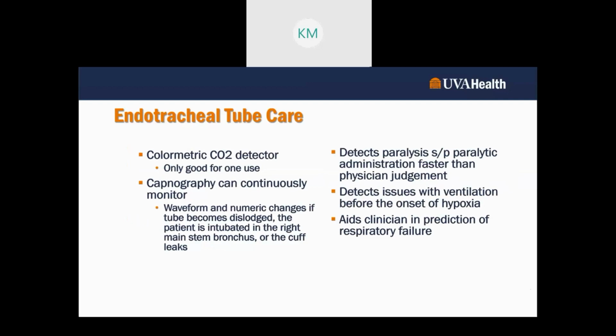Now I have no way of trending whether or not my tube moved, or my patient is now right main stemmed, or something weird has happened. I can't detect issues with ventilation before the onset of hypoxia without it. So let's utilize our waveform capnography, because I have a waveform and I have numeric changes. If my tube becomes dislodged, I can see it on the screen based on the waveform. I can see if my patient becomes right main stemmed, or if I have a cuff leak, based on the waveform, and we'll look at all those waveforms in a minute.